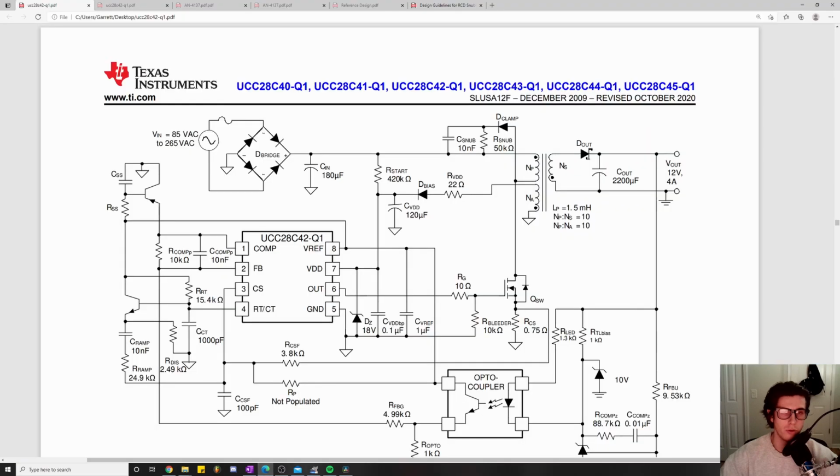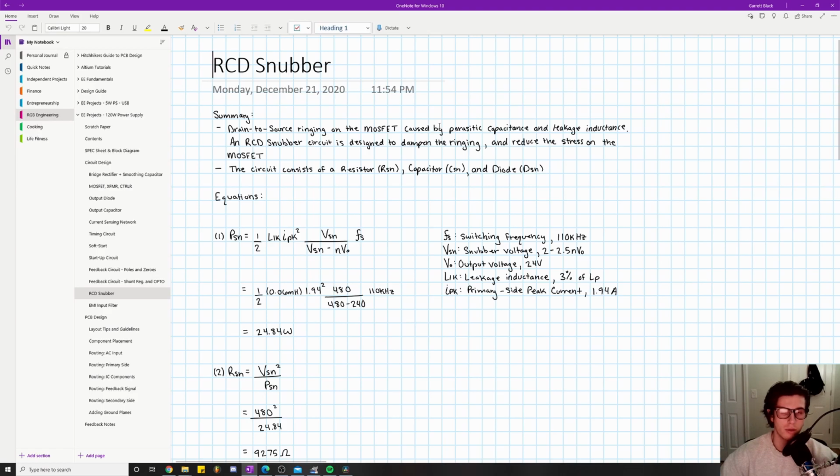Since all we have to do to improve this is add three little components, which cost maybe a few cents between all of them, it's a pretty no-brainer choice to do this, right? As you should probably know, because I just showed you the circuit, it consists of a resistor, a capacitor, and a diode. Their designators are RSN, CSN, and DSN, and of course SN stands for snubber, so hopefully you can follow that part.